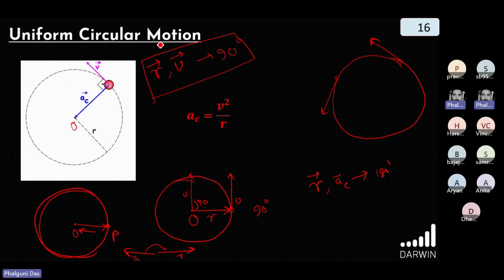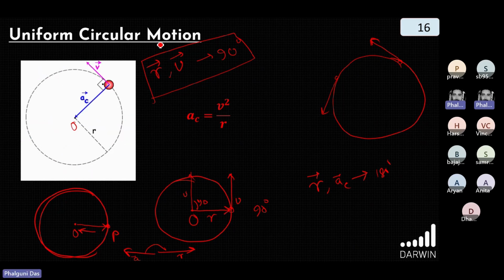So these are the things we found from uniform circular motion: the velocity vector is always perpendicular to the radial vector or position vector. The velocity vector is always perpendicular to the acceleration vector, and the radial vector or position vector is at an angle of 180 degrees with respect to the acceleration vector.